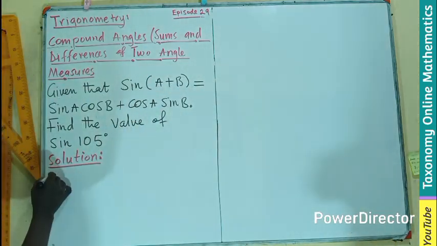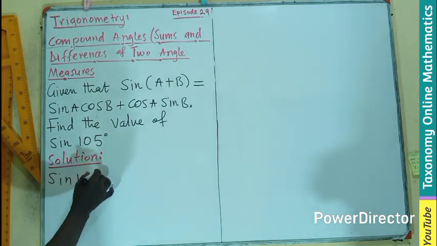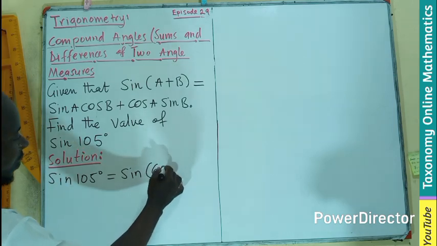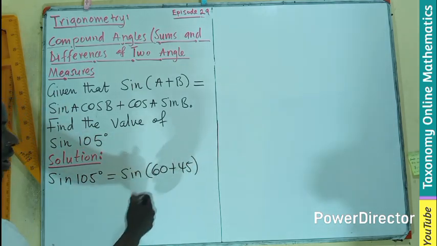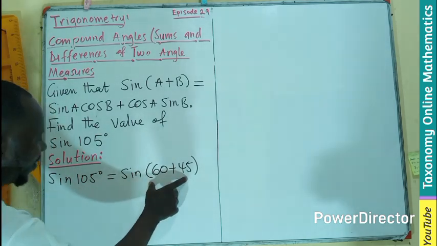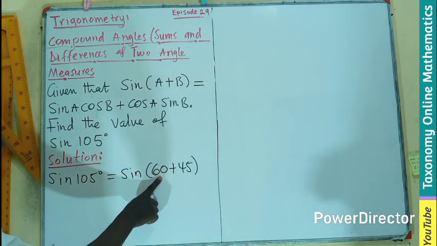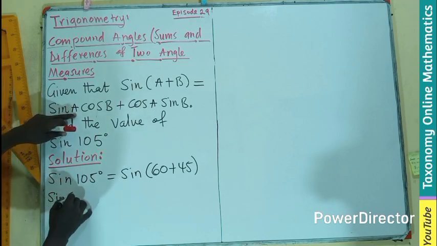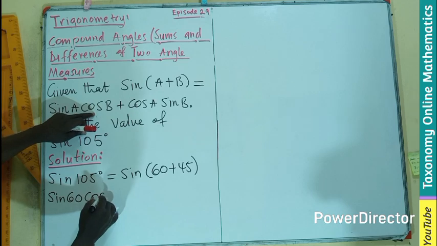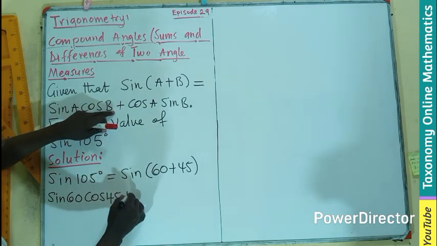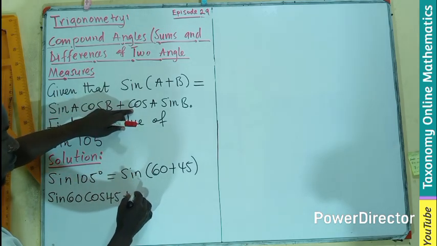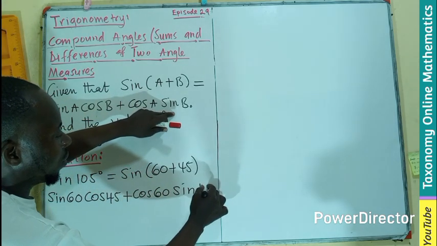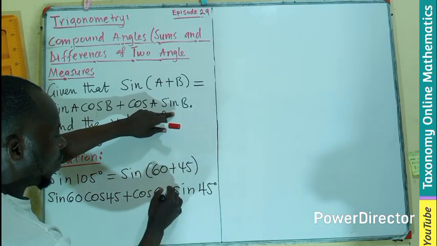So now I can say that my sine 105 degrees can be sine of, what do we have? 60 plus 45. If I add 60 plus 45, I will get 105. So now this is my A, this is my B. So right here, I write the sine of A, which is 60, the cos of B, which is 45, plus the cos of A, which is 60, then the sine of B, which is 45, all in degrees.